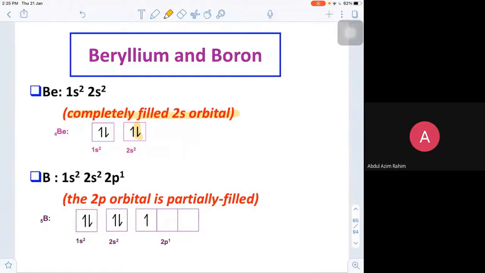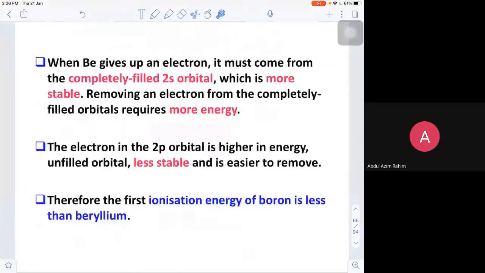So due to that, even though the size of boron is smaller than beryllium, the first electron being removed from boron comes from an unstable partially filled orbital of 2p. So it is easier to remove this electron and requires less energy, as compared to the first electron that we remove from beryllium, which comes from a stable, completely filled orbital of 2s. So it is harder to remove the electron and it requires more energy. Therefore the first IE of Be is higher than the first IE of boron. That's how you answer it.